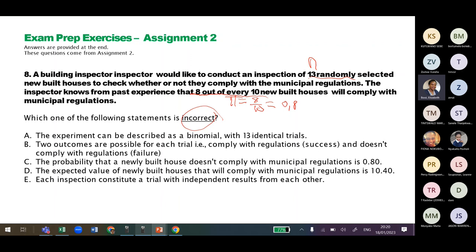So since we have the probability of success and our sample size, let's answer the question to find out which one is incorrect. You need to know the properties of a binomial. It has the same trial, independent events or outcomes, and two outcomes, because it's binomial. Those are the properties that you need to constantly remember: two outcomes, probability of success or failure, and so on. So let's see. A: the experiment can be described as a binomial with 13 trials. Is that correct or incorrect?